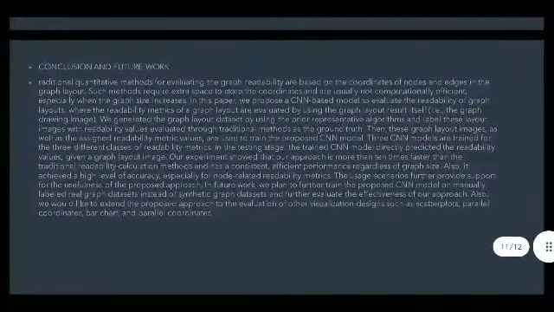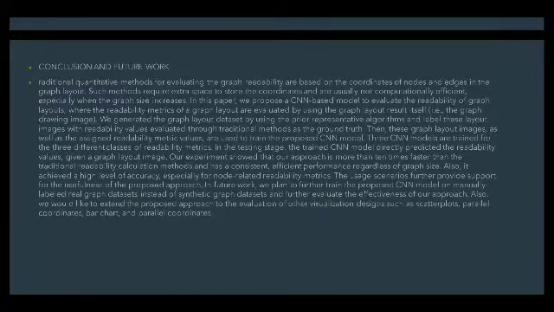So what is the conclusion and the future work which can be done? Traditional quantitative methods for evaluating graph readability are based on the coordinates of nodes and edges in the graph layout. Such methods require extra space to store the coordinates and are usually not computationally efficient, especially when the graph size increases. In this paper, we propose a CNN based model to evaluate the readability of graph layouts, where the readability metrics are evaluated using the graph layout image itself. We generate the graph layout data set using prior representative algorithms and label these layout images with readability values evaluated through traditional methods as ground truth.